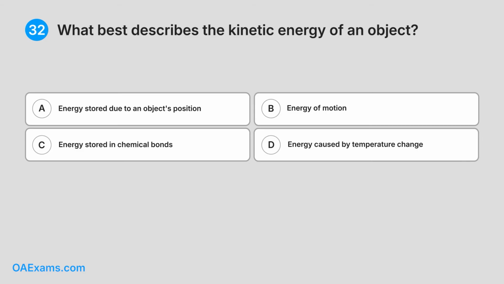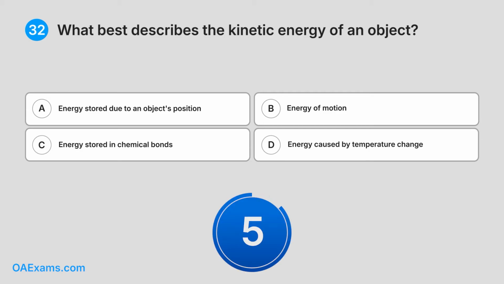32. What best describes the kinetic energy of an object? A. Energy stored due to an object's position. B. Energy of motion. C. Energy stored in chemical bonds. D. Energy caused by temperature change. Can you guess the answer?